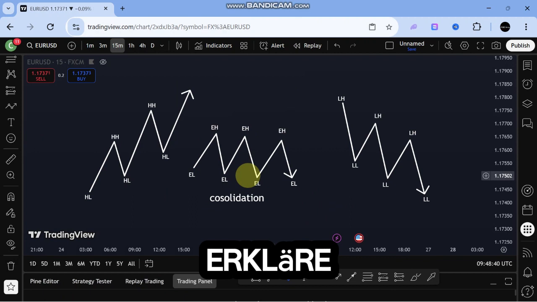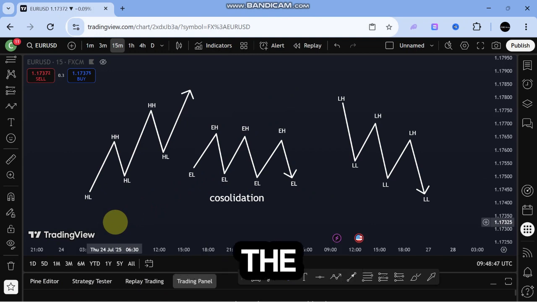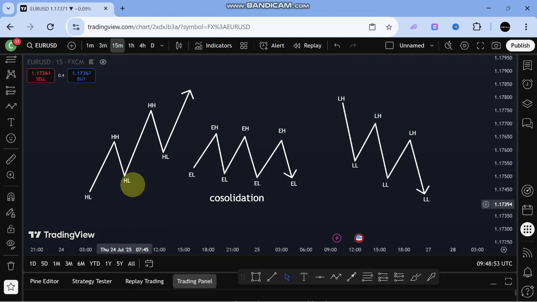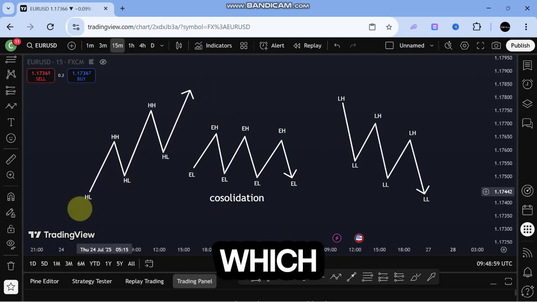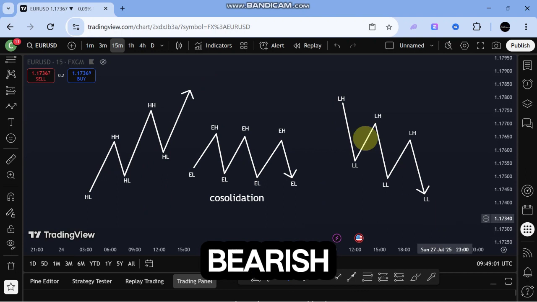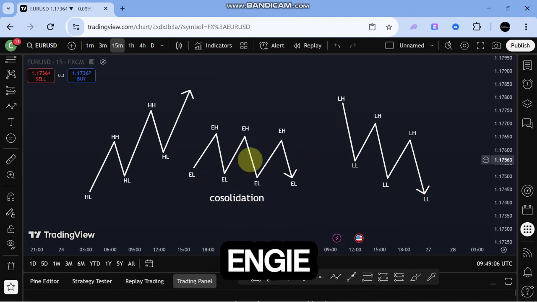Before we go into liquidity, you need to understand what market structure is. Because you all know that if you trade according to the trend, you're going to make profit, and if you trade against the trend, you're going to make a loss. As you can see right here, there are two types of trend or market structure. You have the bullish or the uptrend, the bearish or the downtrend, and we have the consolidation or ranging market.